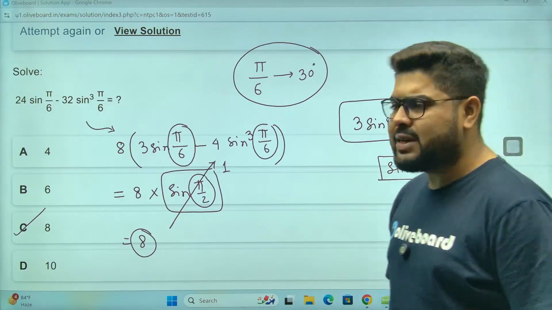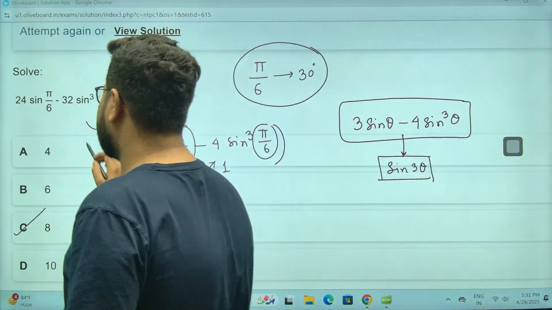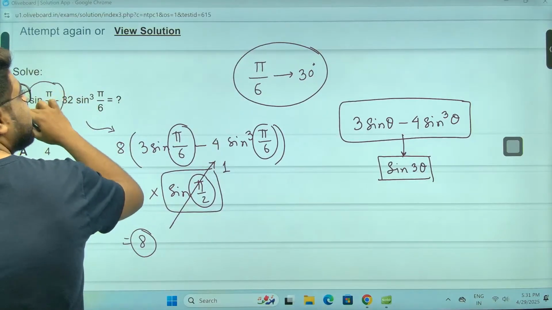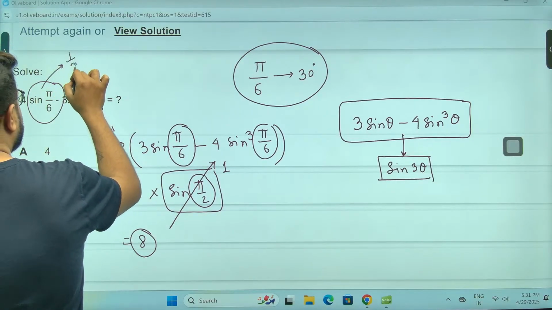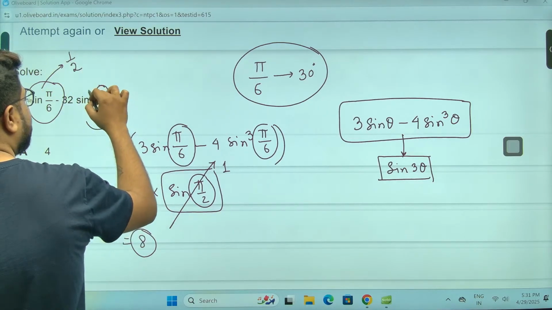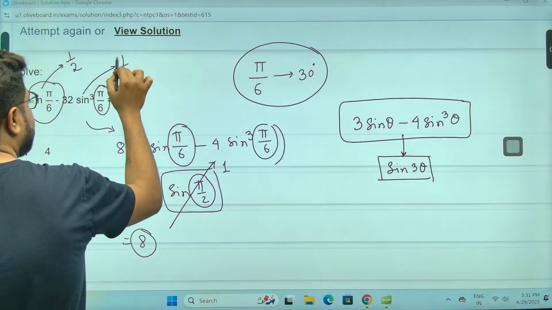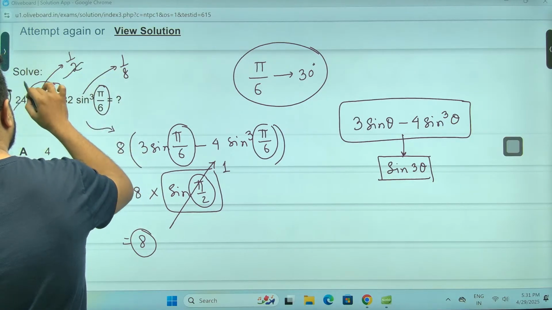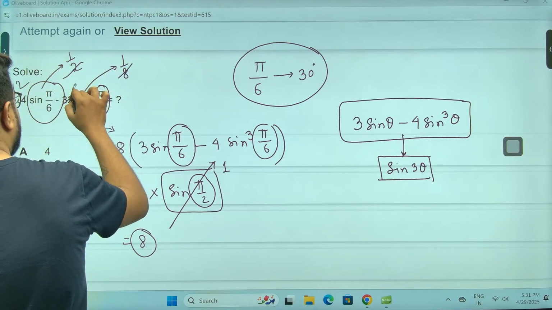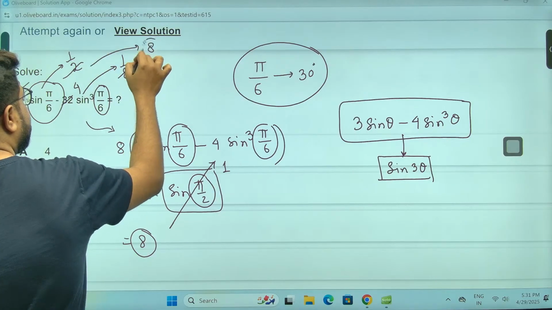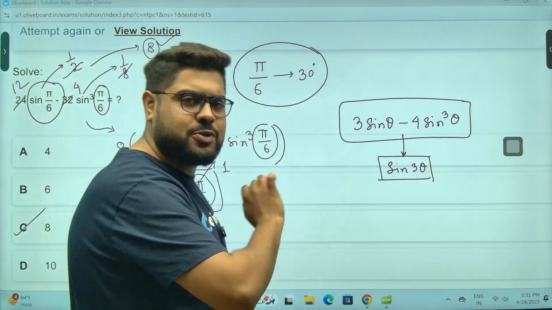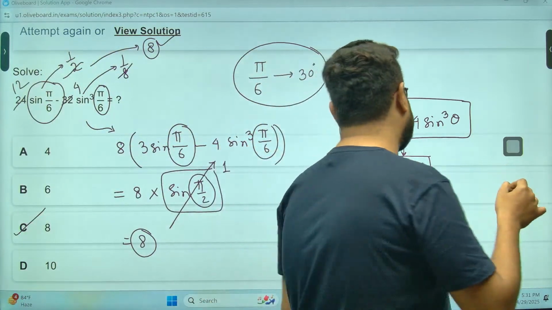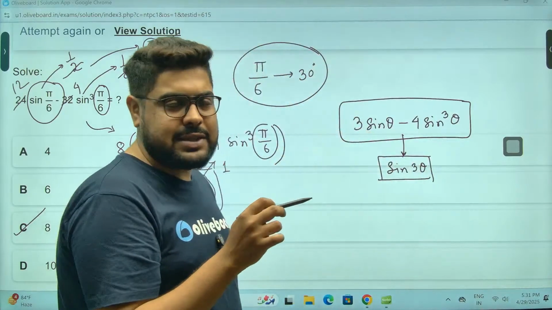But again, if you want, put the value of sine 30, that is 1 by 2. Sine cube means 1 by 8. So very simple, this is 12 and this is 4. So 12 minus 4 will give you 8. That is also the simplest way. But I thought I should tell you this.